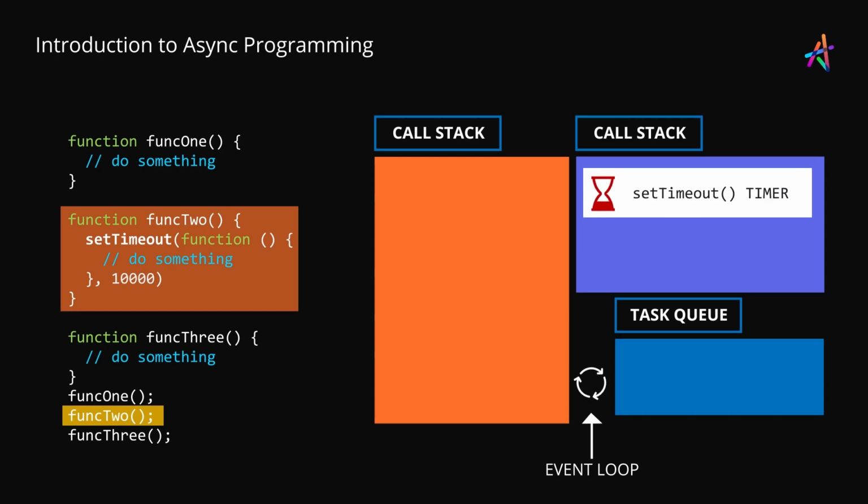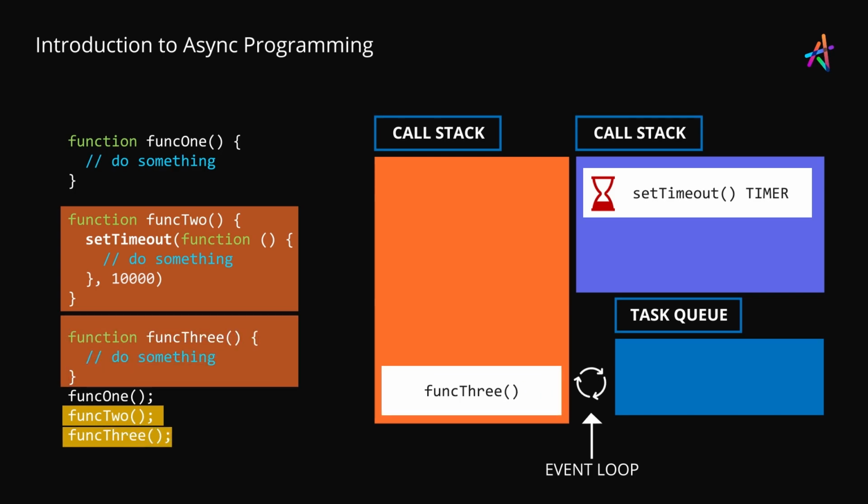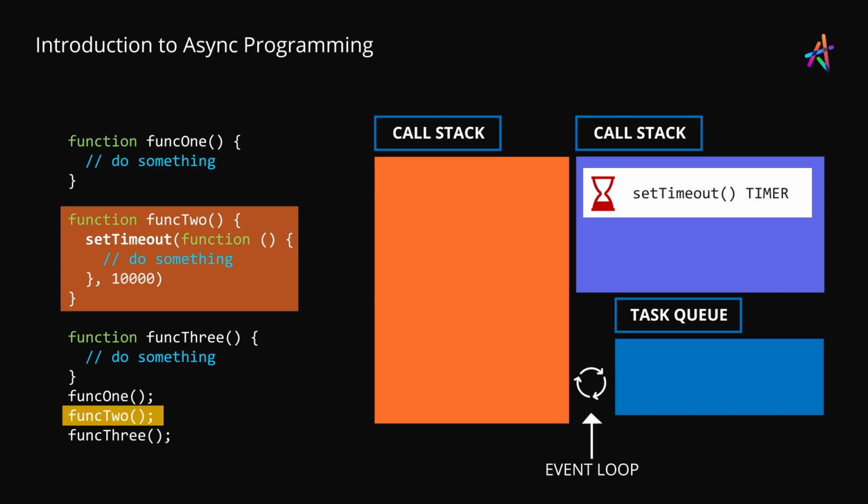At this time, this function almost instantly exits the stack and is transferred to the web APIs where the timer starts running. And since the call stack is now free, the third function goes up and does its job, and the call stack is free again.